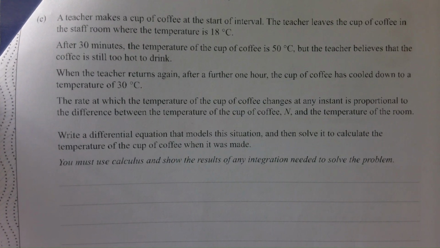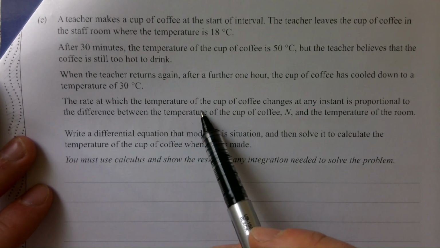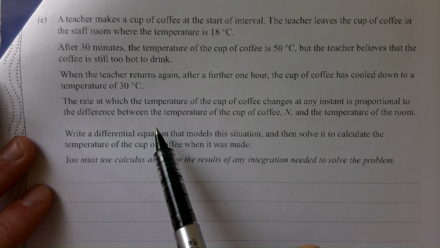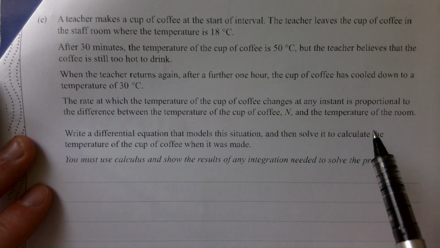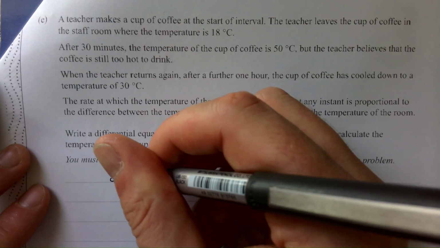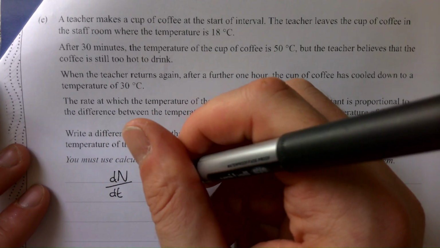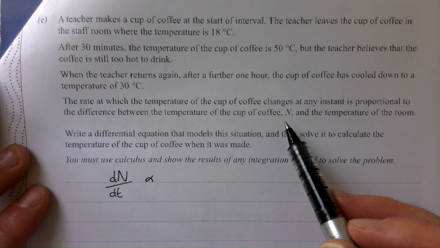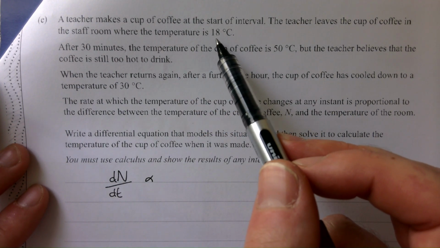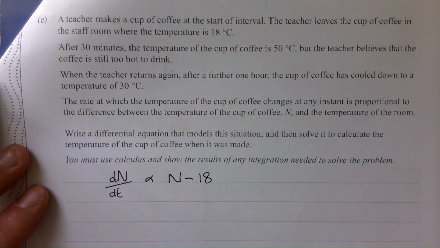The important bit that I'm going to highlight, however, is that the rate at which the temperature of a cup of coffee changes at any instant is proportional to the difference between the temperature of the coffee, N, and the temperature of the room. So the rate at which the temperature changes is going to be dN by dt. And this statement tells us that it is proportional to the difference between the temperature of the coffee and the temperature of the room. The temperature of the room was 18 degrees. So this is proportional to N minus 18.